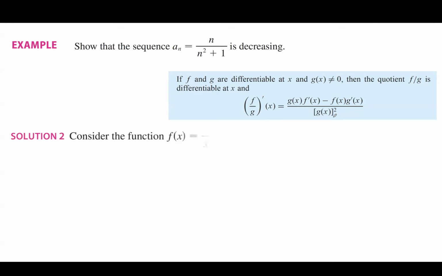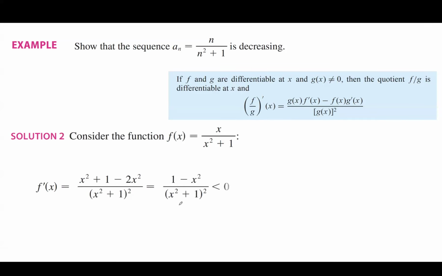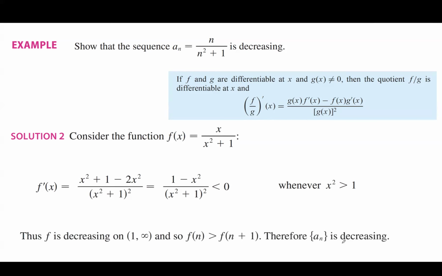So let us write down the corresponding function, f of x, which is x divided by x squared plus 1, and take its derivative. It becomes the derivative of x, which is 1, multiplied by x squared plus 1, minus the derivative of x squared plus 1, which is 2x, times x, which gives you 2x squared. And take the denominator and raise it to the second power. Your numerator becomes 1 minus x squared, divided by x squared plus 1 to the second power. This is going to be negative whenever x is more than 1, and eventually for any n more than 1, you get a negative derivative. Since the derivative is negative, it means that you have a decreasing function, or decreasing sequence in this case.